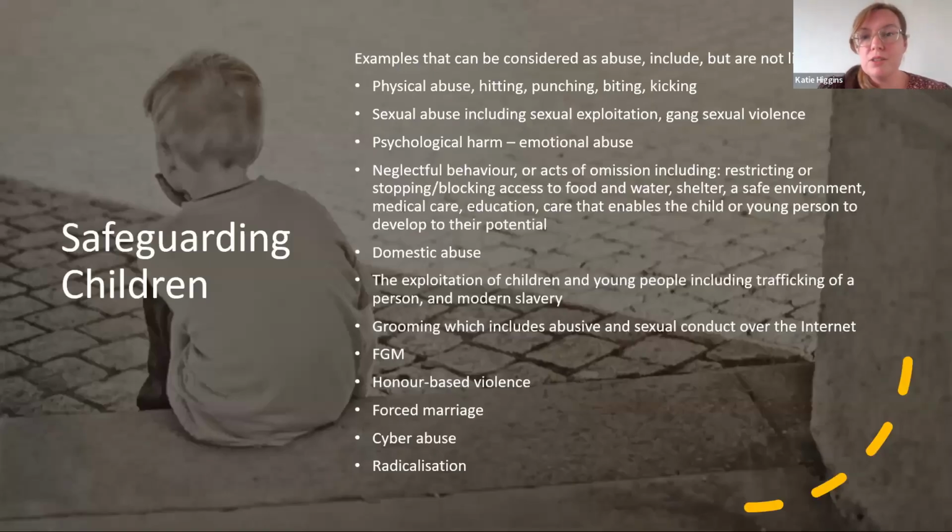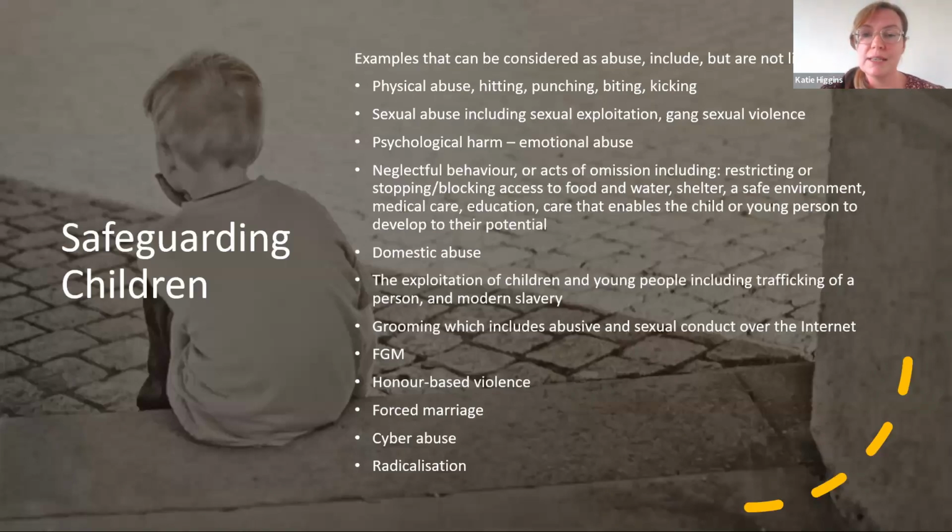Now, examples that can be considered as abuse, but are not limited to. So I'm just going to run through the examples. But again, this list isn't exhaustive. There are other examples of child abuse. So physical abuse, which includes hitting, punching, biting and kicking. Sexual abuse, which can include sexual exploitation, gang sexual violence. Psychological harm, so things like bullying, belittling, name calling, all come under the category of emotional abuse. Neglectful behaviour. Now, this is quite a big umbrella term, really.